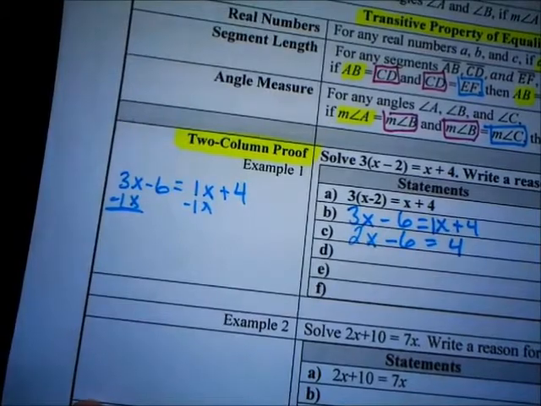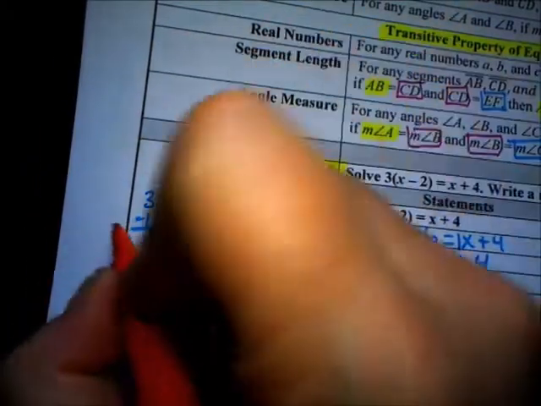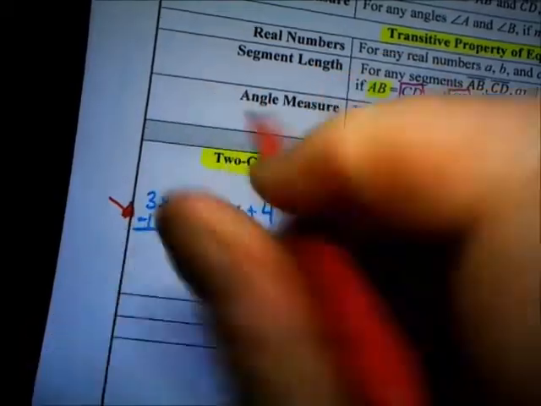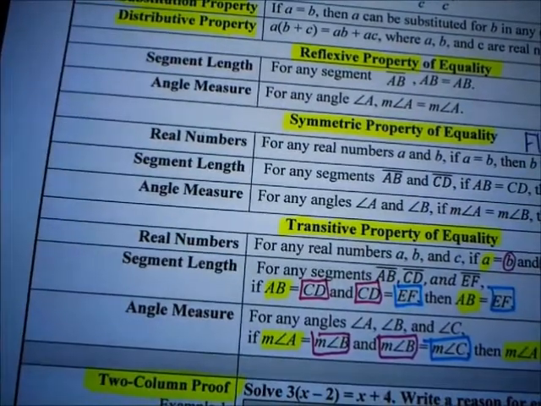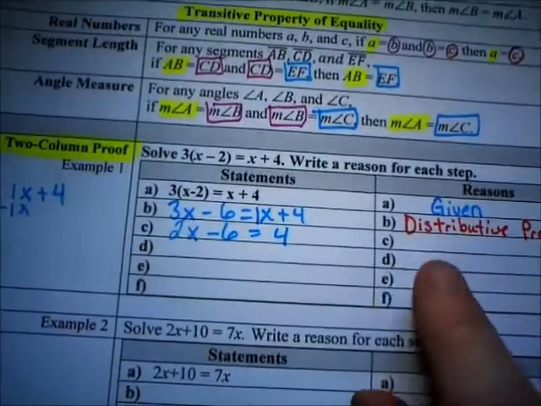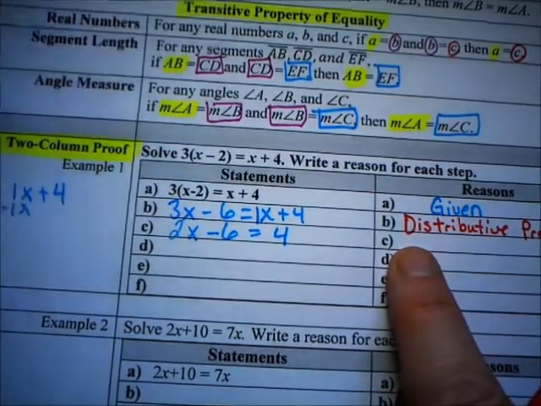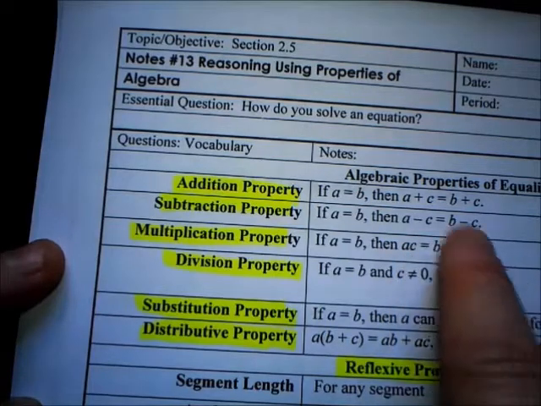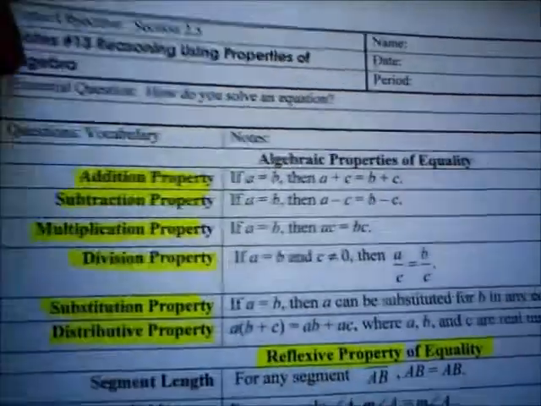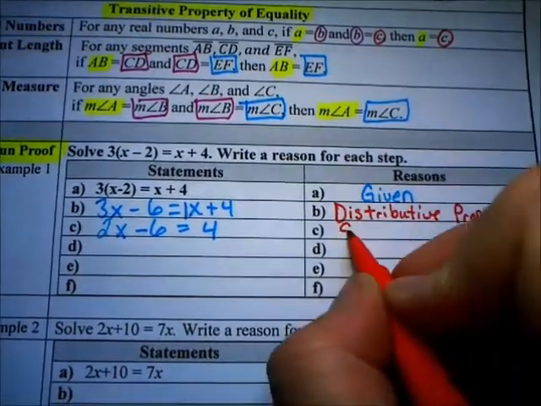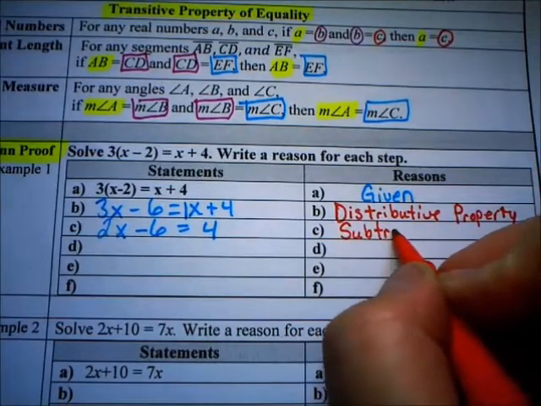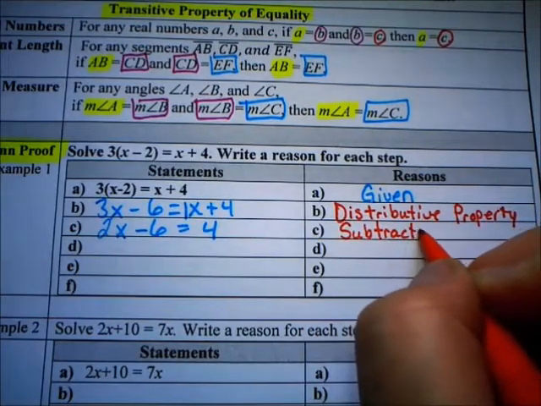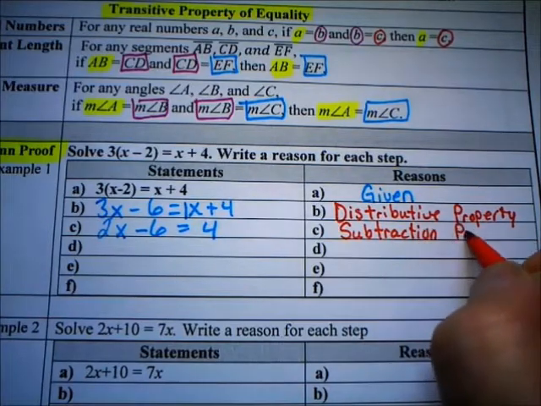Now, this operation right here of subtracting 1x is my reasoning that goes in the C blank right over here. I did the subtraction property, where I subtracted the same item from each side, which I did. I subtracted 1x. So in my C blank, I write the subtraction property.